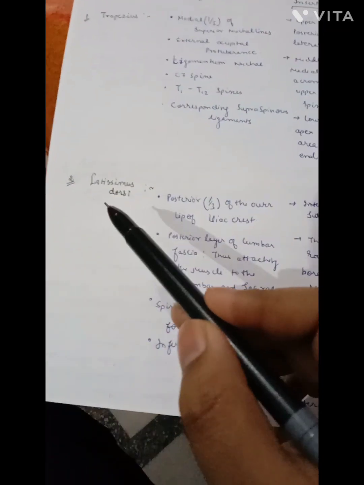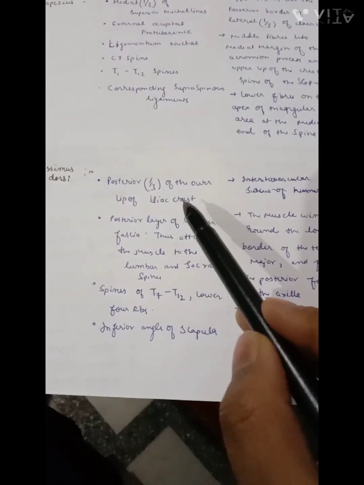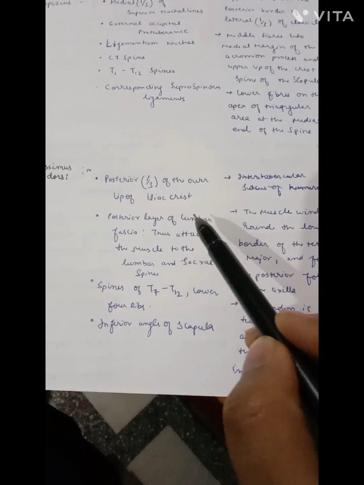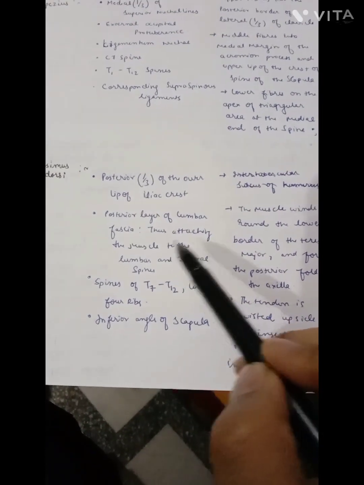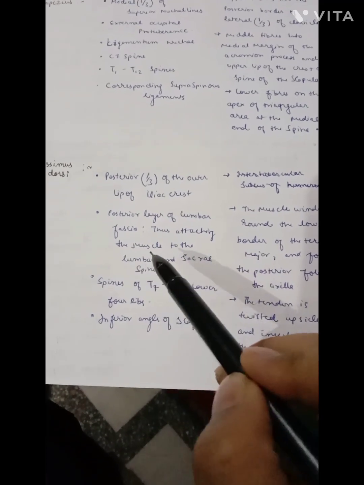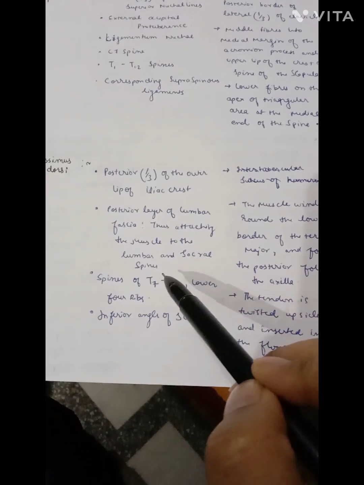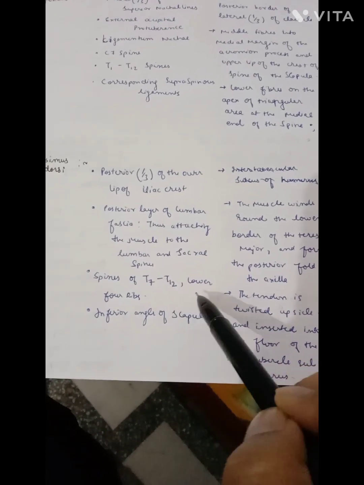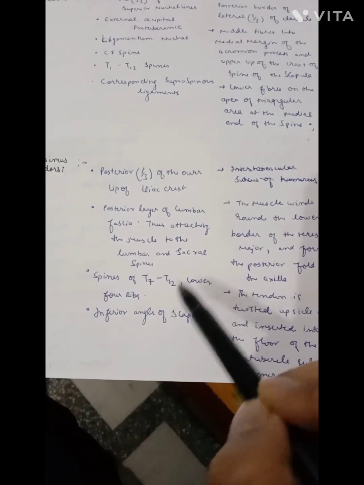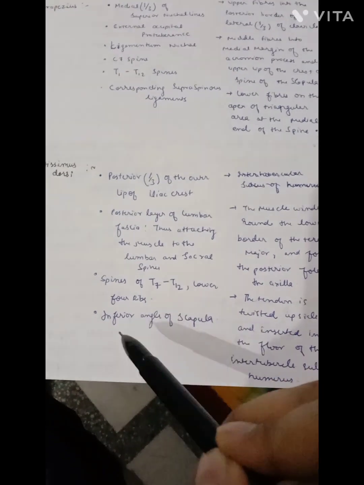So our second muscle is latissimus dorsi. Origin: posterior 1/3 of the outer lip of iliac crest, posterior layer of lumbar fascia, thus attaching the muscle to the lumbar and sacral spines. Spines of T7 to T12, lower also covers lower four ribs.